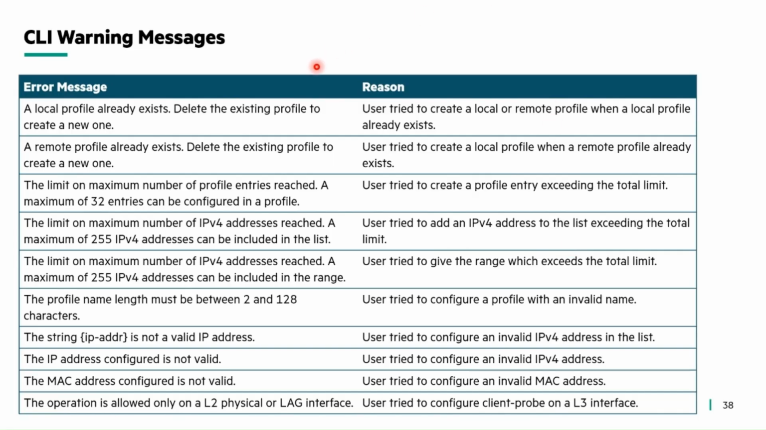So here is the table representing the CLI warning messages. As we saw, a lot of caveats are there with respect to the feature configurations. So to make the customer aware of those caveats, we have also provided the CLI warning messages. So in case you try to configure a local profile when the remote profile exists, or vice versa, you will see those CLI warning messages displayed on the screen. Based on the warning messages, we can modify the profile configuration. So I've listed all the CLI warning messages supported here.